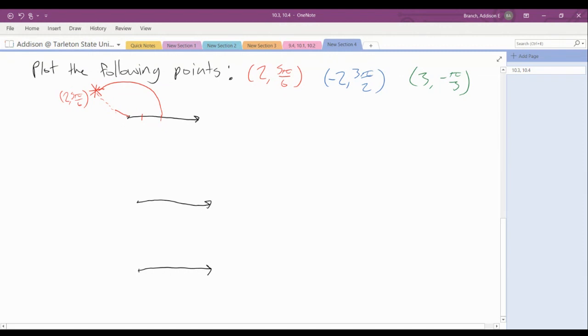So now let's try doing (-2, 3π/2). Typically what I would do with these first is draw and start by keeping everything positive at first. Just pretend we're going to take the absolute value of our radius. So we're going to go 1, 2. And then they want us to go to 3π/2, which we know is going to be straight down.